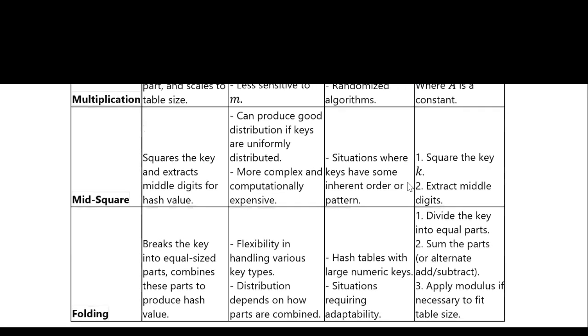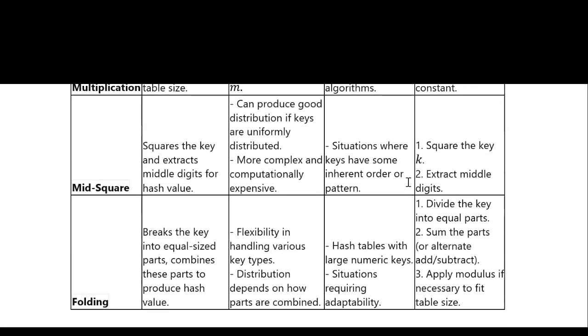So the next method is the mid square method. It squares the key and extracts the middle digits for the hash value. As the description of the method itself is saying, square the key. This is suitable for keys which are very large. So we'll be choosing the mid square method if the key is very large, like the number of digits in the key is very large.